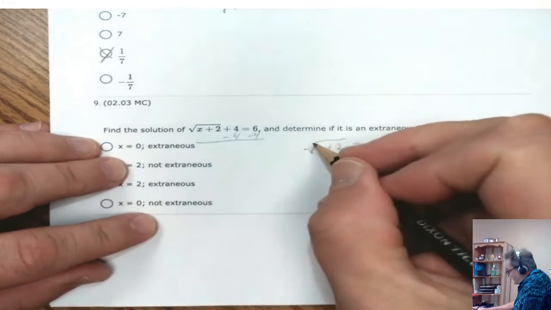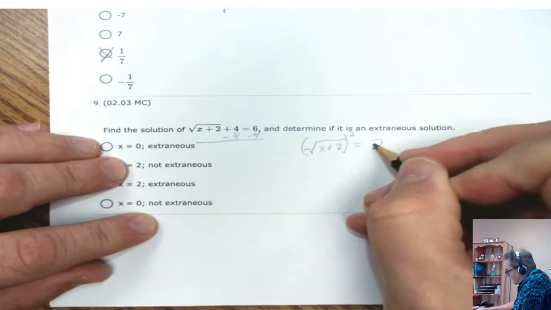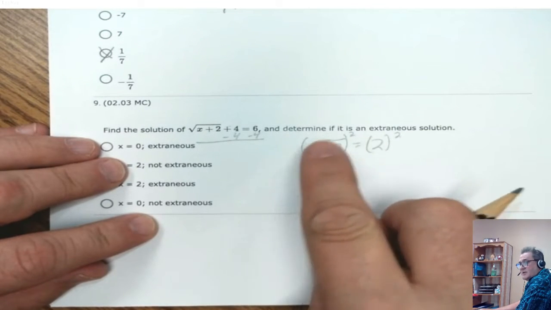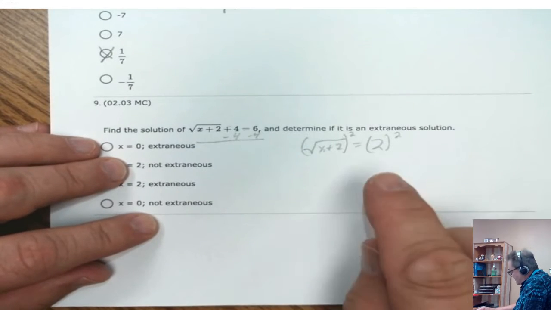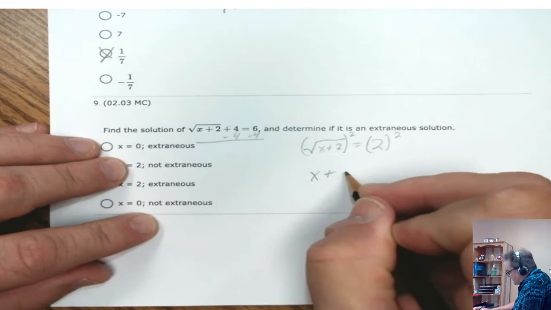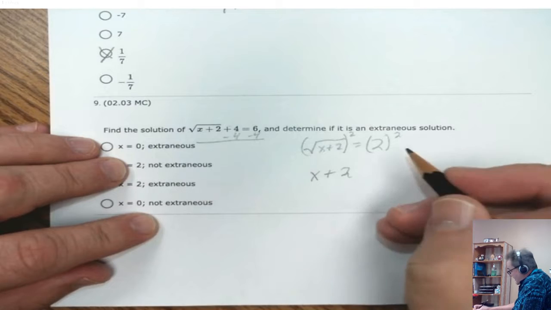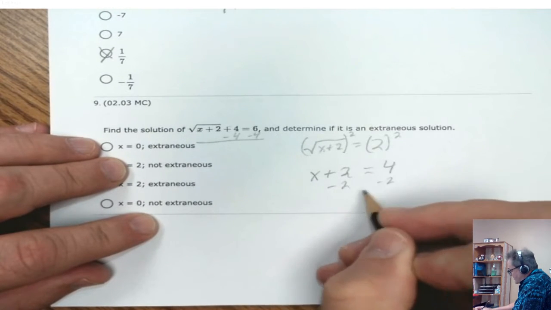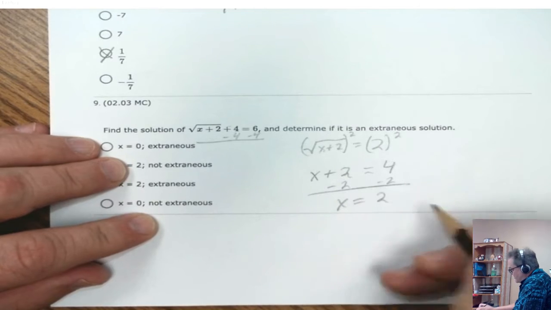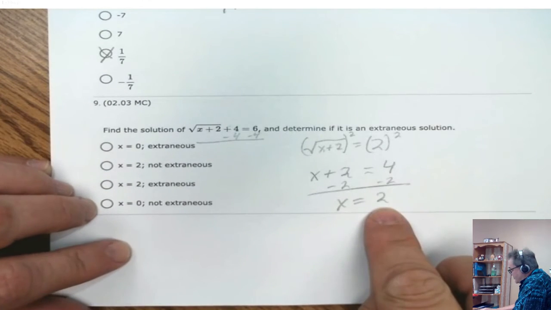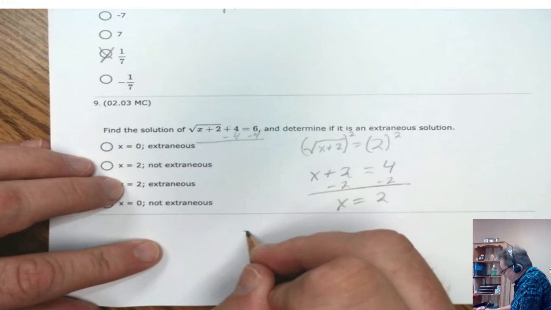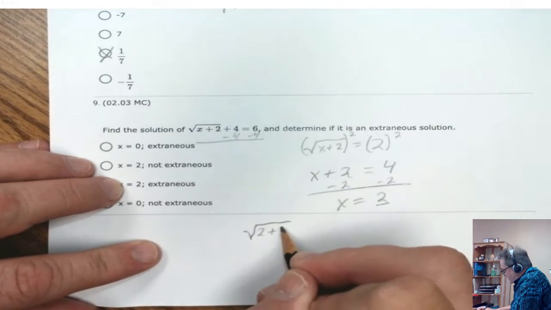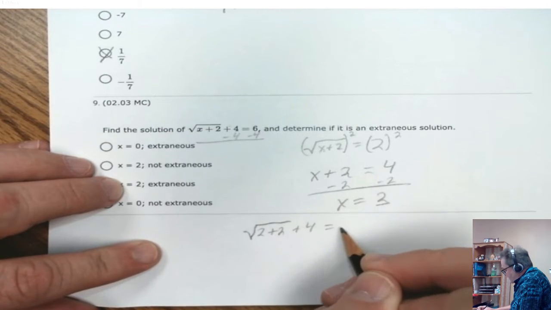All right, we're trying to solve for x. We've got to get rid of the square root. So if we take the square of both sides, we square both sides. Squaring cancels out square rooting. Those are inverse operations. They're opposite of each other, which means this is now just x plus 2. And 2 squared on the other side is 4. Subtract 2, x equals 2. Now we have to figure out, is this extraneous or not? Okay, so let's go back to the original equation. Take this answer, substitute it in. 2 plus 2 plus 4 equals 6.